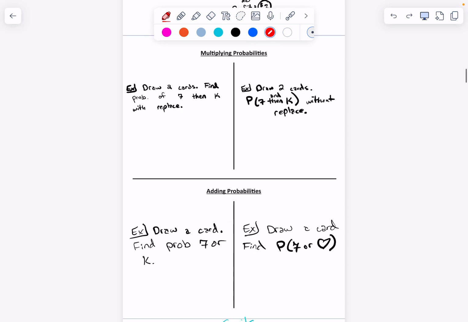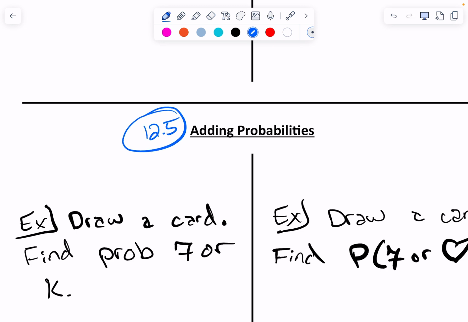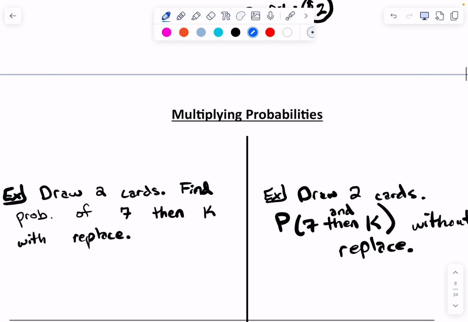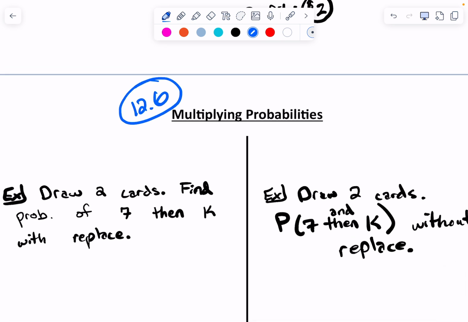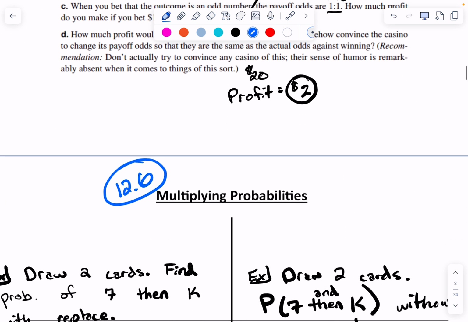We just got done with 12.4. We took a quiz over 12.1 through 12.4. 12.5 has to do with adding probabilities. Don't write that down. 12.6 has to do with multiplying probabilities. When you do 12.5, it's going to be very easy because you'll know that you need to be adding these fractions together every time. And when we do 12.6, it's going to be very easy because you know that you have to multiply these probabilities together.